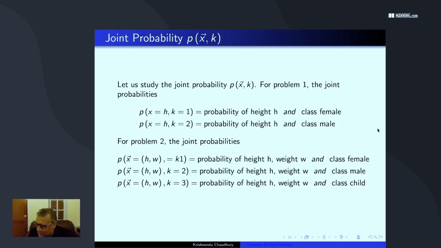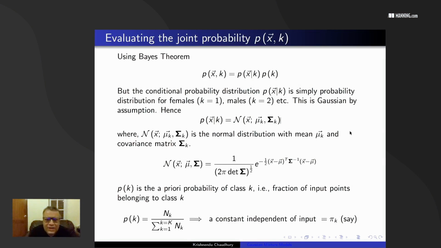So given a particular input x, if we are trying to find out if this is male or female, we will just have to check probability of x and 1, and also probability of x and 2, and see which one of them is larger, and we will predict that class. Using Bayes' theorem, this joint probability can be expressed as the product of the conditional probability of x given the class k and the a priori probability of the class k, as outlined in this top equation.